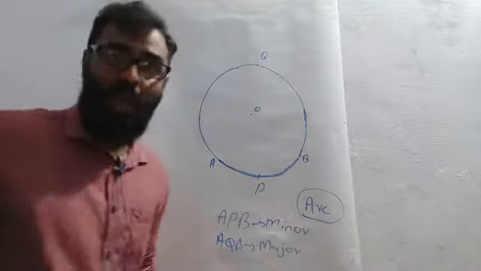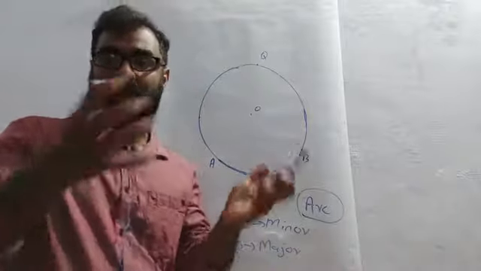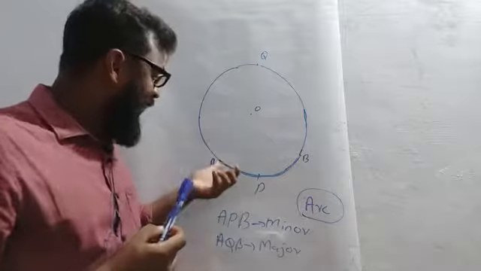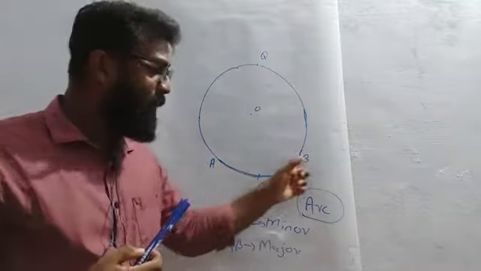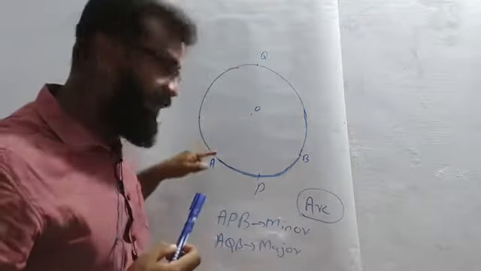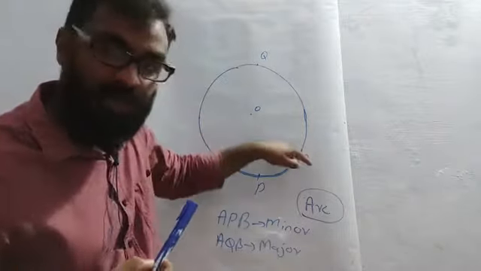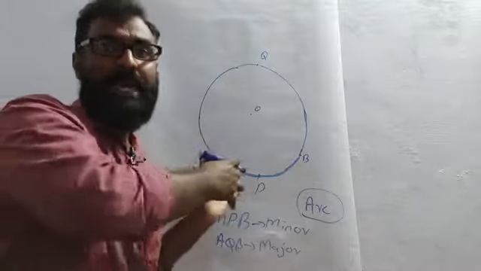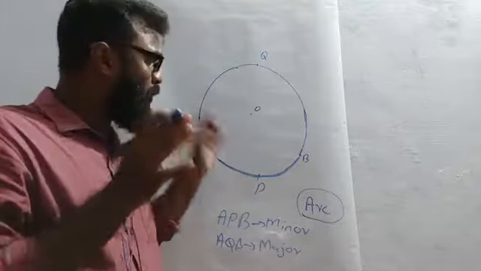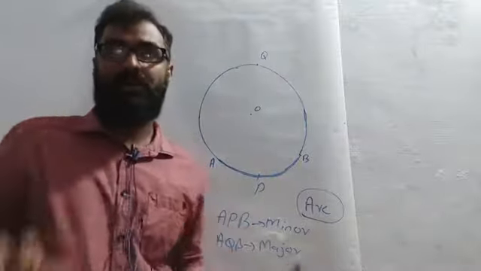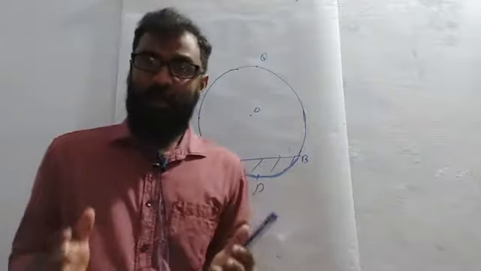And how many arcs can be drawn from a single circle? An infinite number of arcs can be drawn. AP is an arc, PB is an arc, PQ is an arc, QA is an arc, and AQB is an arc. A portion of the circle between any 2 points on a circle is called an arc. This is very important. The next property of the circle is segment.